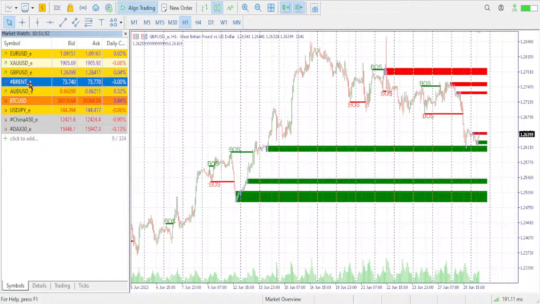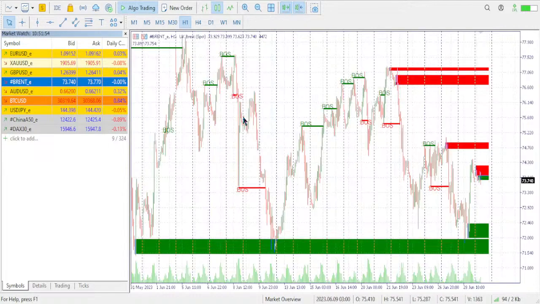The next chart is Brent oil. Brent oil, we have a very good resistance here. We have another resistance, we have another resistance, and we have another one here. We have a support, we have a support, and we have a support here. So technically, those are the key levels I want us to focus on.